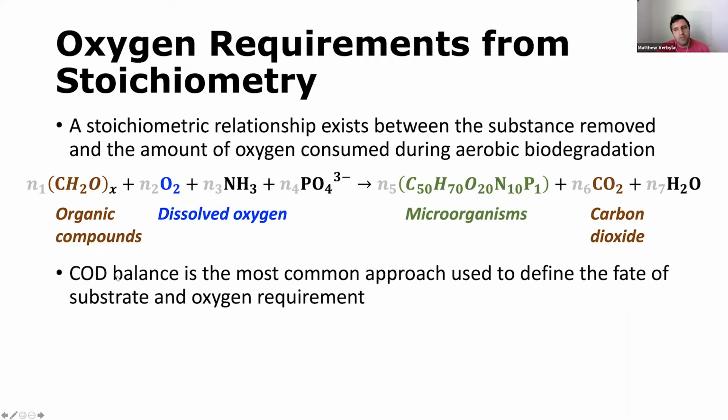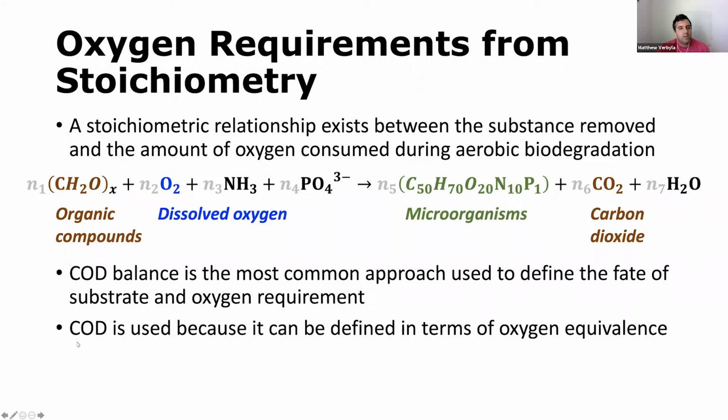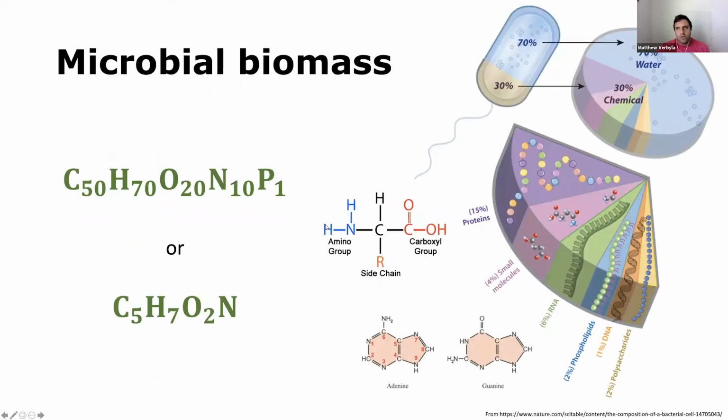Now that's kind of a generic representation for the vast diversity of organic compounds that you'll find in domestic wastewater. The most common approach to define the fate of substrate, in other words, these organic compounds, and the oxygen requirements to degrade them, is the COD balance. So we use COD, which is chemical oxygen demand. We use that because it can be defined in terms of an oxygen equivalence, right? So when you see these stoichiometric equations, keep in mind that we're taking into account the production of microbial biomass.